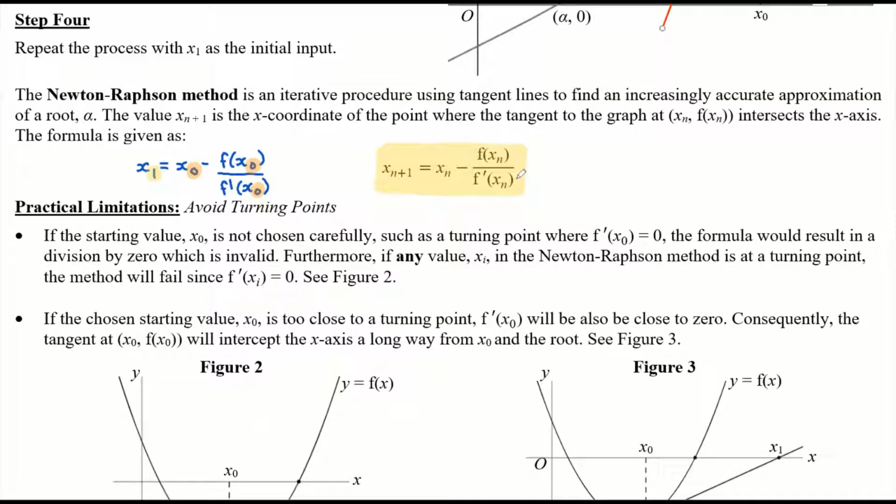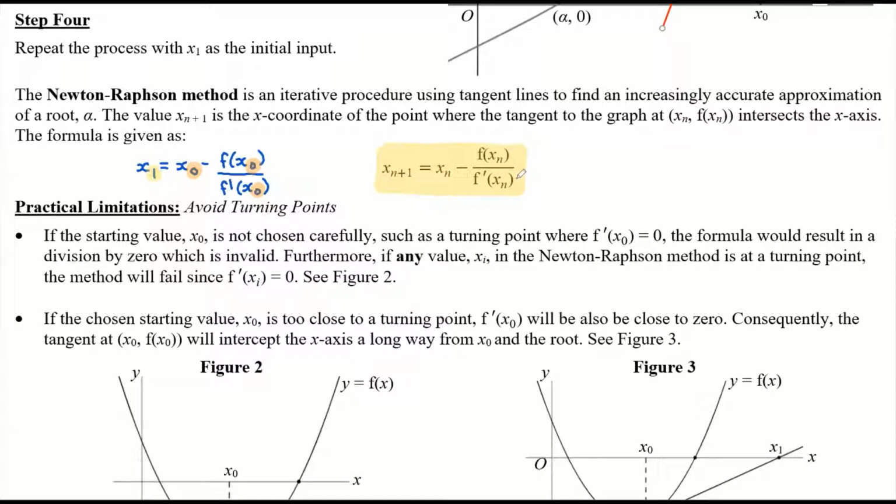So just going through the explanation, it says that the Newton-Raphson method is an iterative procedure using tangent lines. Now, the value of x_n+1 is the x-coordinate of the point where the tangent to the graph at (x_n, f(x_n)) intersects the x-axis. So that's using the x-intercept to generate the tangent, or the point on the curve that will generate the next tangent. It's probably easier to draw it out yourself, just to convince yourself of what's actually going on, which we've already done.